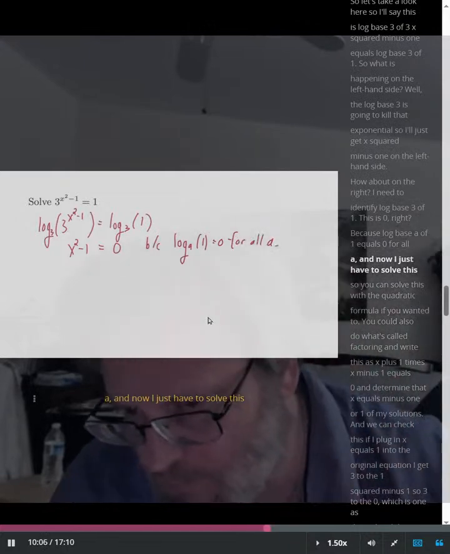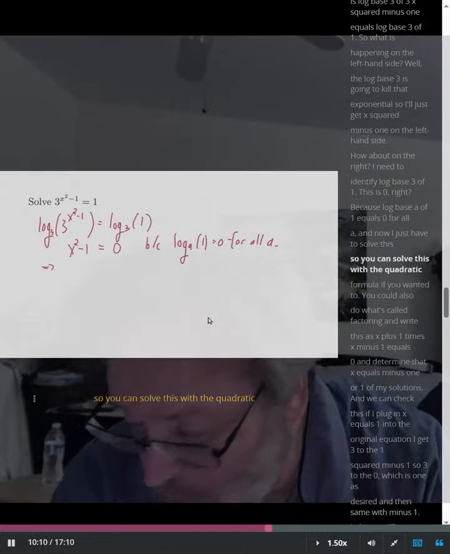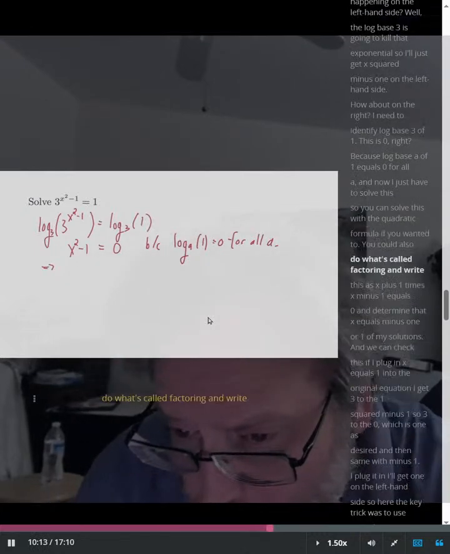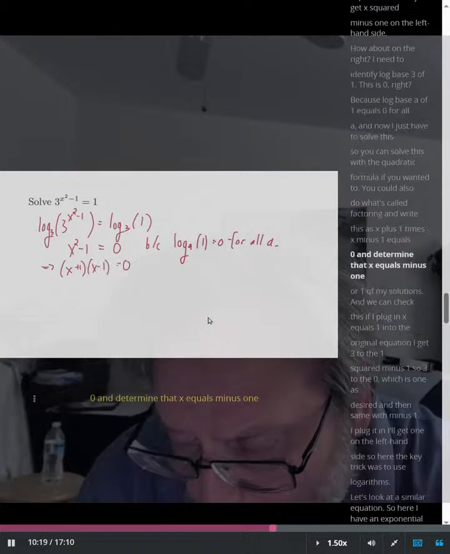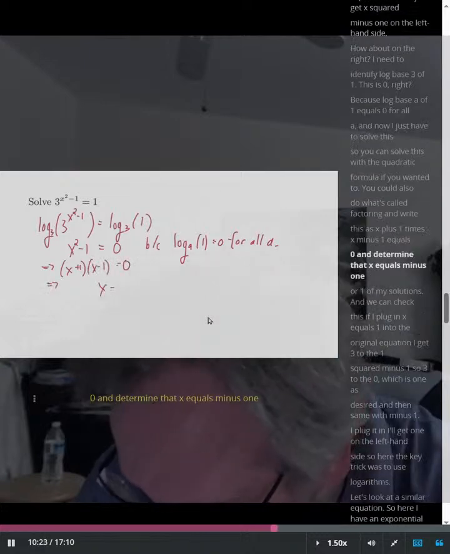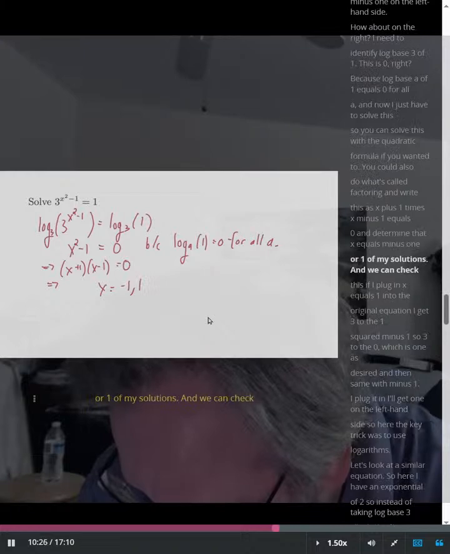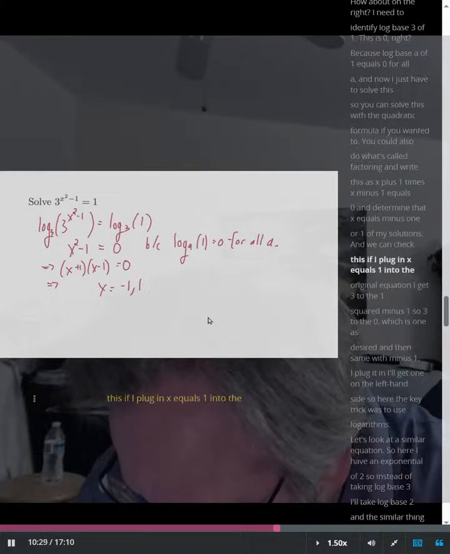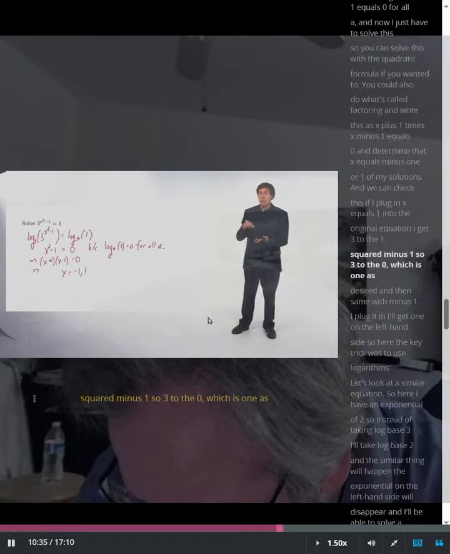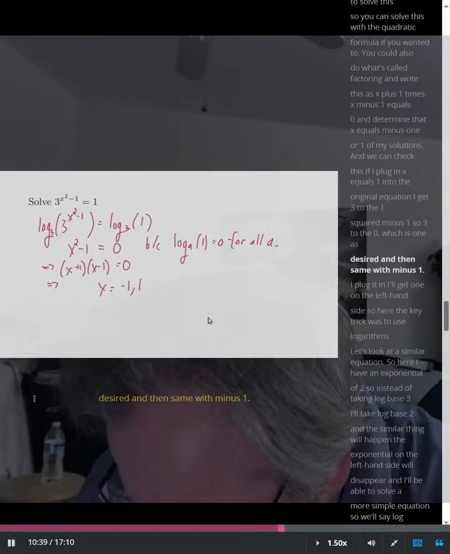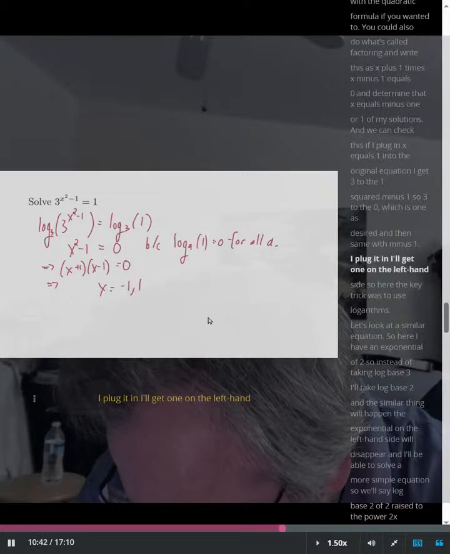Okay. And now I just have to solve this. So you can solve this with the quadratic formula if you wanted to. You can also do what's called factoring and write this as x plus 1 times x minus 1 equals 0 and determine that x equals minus 1 or 1 are my solutions. And we can check this. If I plug in x equals 1 into the original equation, I get 3 to the 1 squared minus 1, so 3 to the 0, which is 1, as desired. And then same with minus 1. If I plug it in, I'll get 1 on the left-hand side.